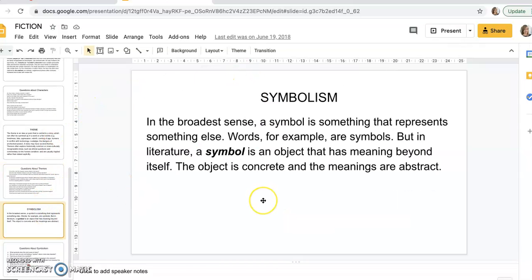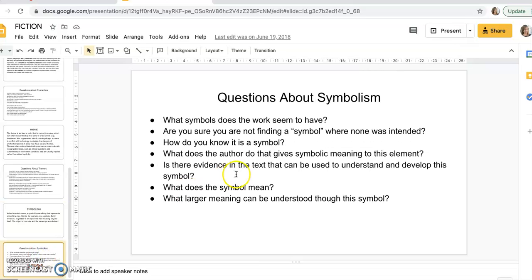And then you are familiar with symbolism from working with poetry. So hopefully this will help translate into short story. But basically it's something that has a deeper meaning than just what it is, like a sun or a door or a storm, right? And here are some questions you can ask about symbolism as well.